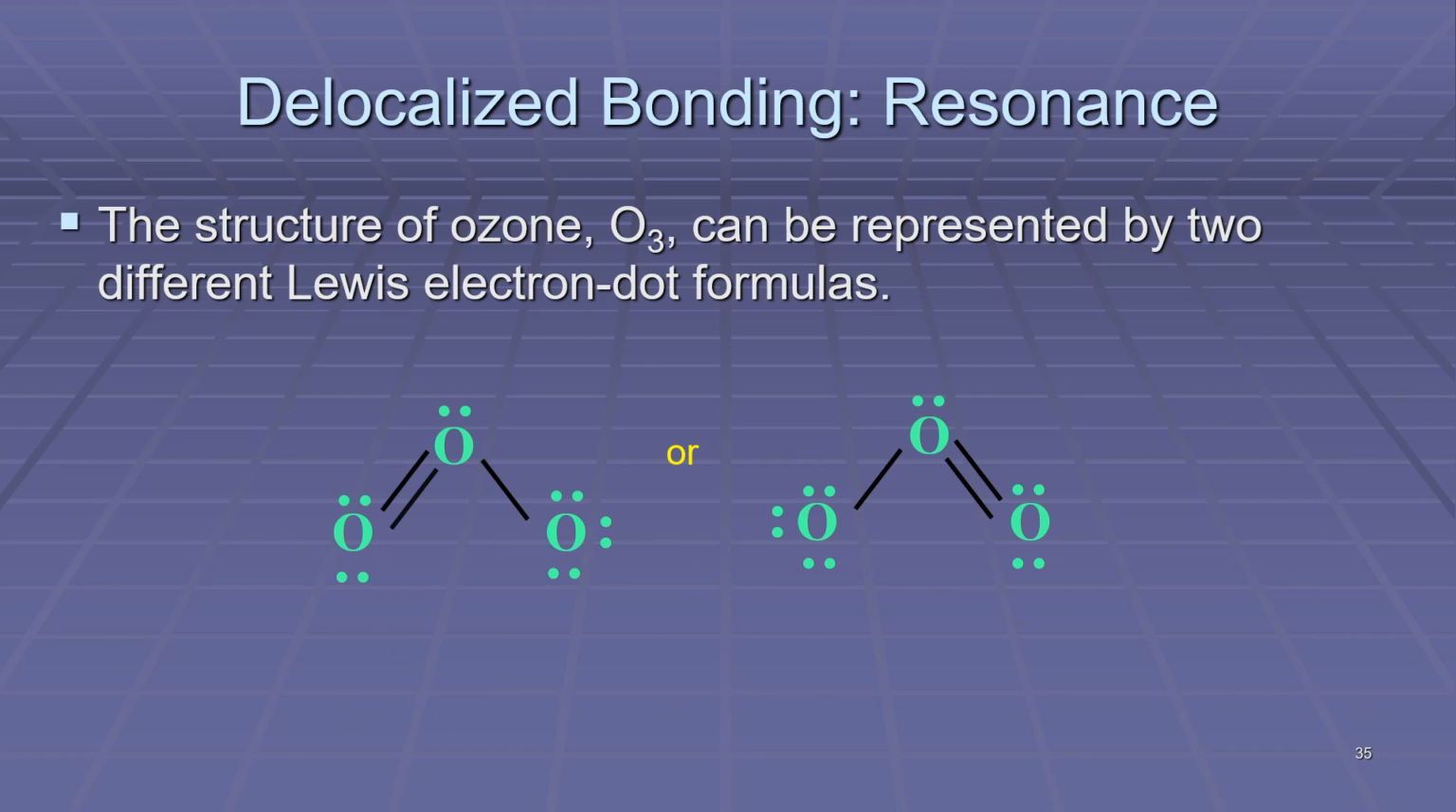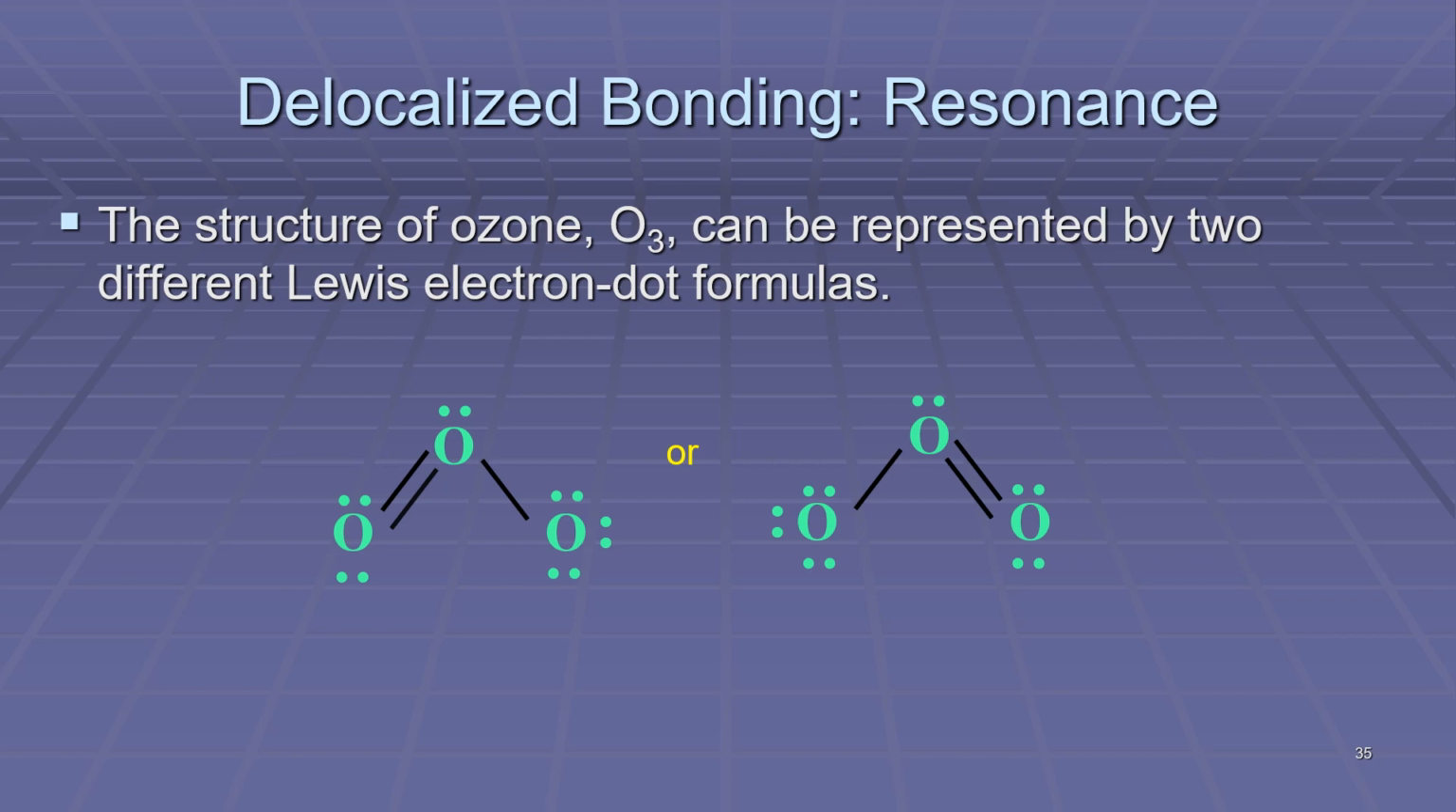Okay, sometimes we get into a situation where we don't know what to do. This is an example of a delocalized bond or a resonance structure. It turns out that this molecule, this is ozone, can be represented either way. Now, what's the difference between them? Not much. You can see on the left-hand side, the double bond is on the left and the single bond is on the right, whereas in the right-hand structure, the double bond is on the right and the single bond is on the left.